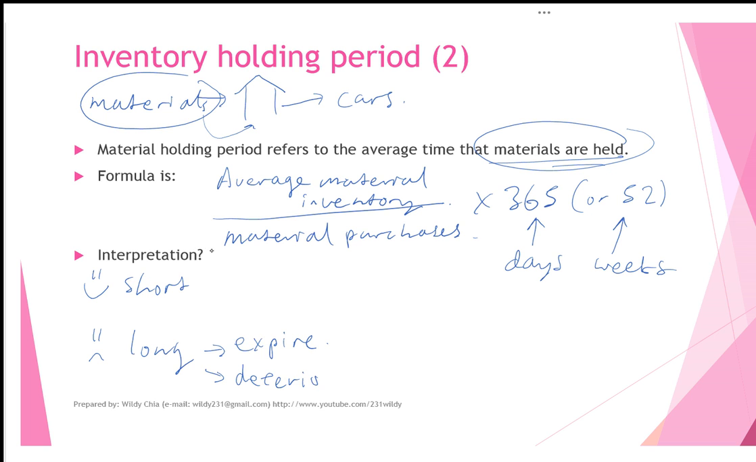So some goods have to be kept for a certain amount of time. If you keep them for too long, then the physical condition might deteriorate. So there are many reasons depending on what kind of materials that the business is holding, right? So the general rule of thumb is that a short holding period is always desirable. But how short is desirable? Remember what I mentioned just now? It depends. Depends on the nature of the business and what trade it is in. What is it producing?